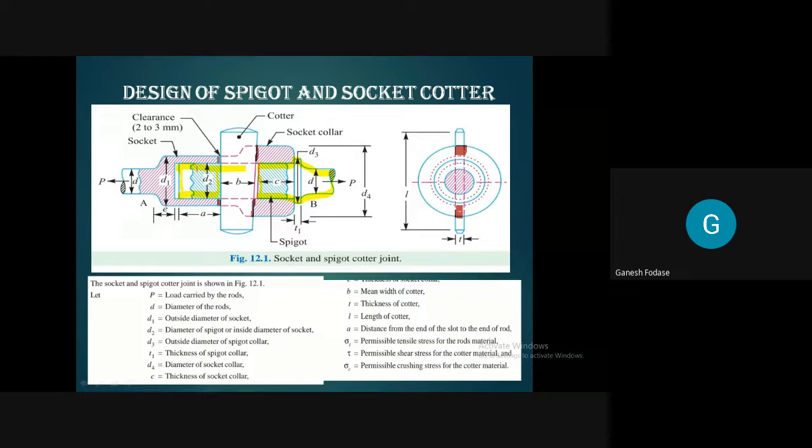I think you studied that crushing stress in a previous subject, so not more to go into detail of crushing stress. But if there is crushing stress between the two elements, there will be crushing failure. So one failure we have to discuss is crushing failure, which happens here also. Tell me any other portion where there will be crushing failure. Spigot collar, yes, you can see here also.